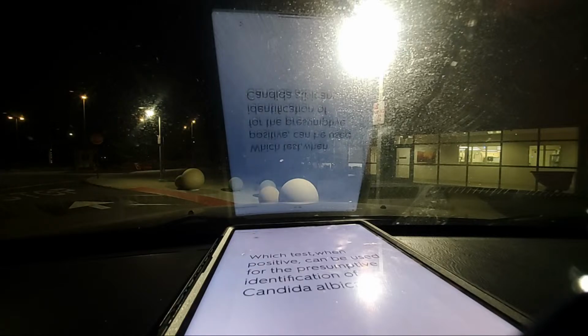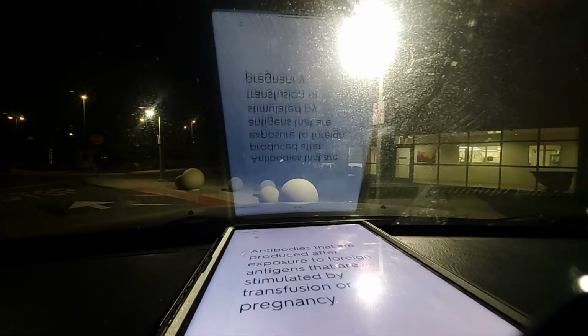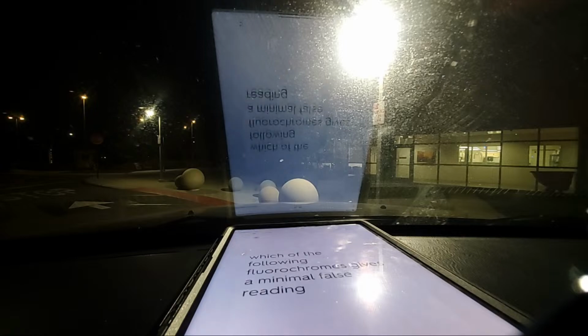Which test, when positive, can be used for the presumptive identification of Candida albicans? Germ tube test. Antibodies that are produced after exposure to foreign antigens that are stimulated by transfusion or pregnancy. Alloantibodies. Which of the following fluorochromes gives a minimal false reading? Fluorescein isothiocyanate.